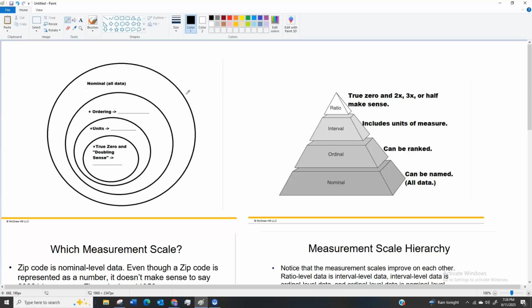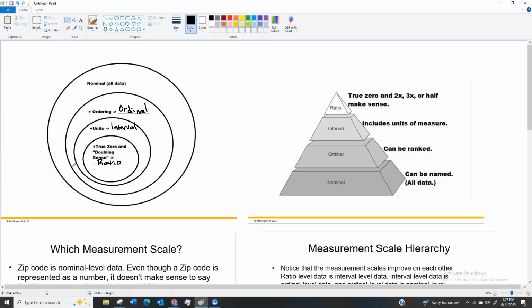So nominal is all data. This is a Venn diagram. So all data falls within the circle of nominal, because that just means you can name it. If you can order it, then it reaches the level of ordinal. If it has units, if you measure it, then that reaches interval level. And then if it has a true 0 and doubling or tripling or cutting in half makes sense, then that is the ratio level.